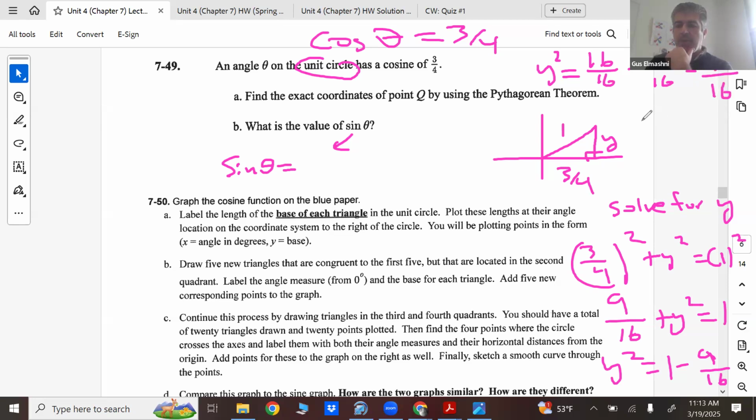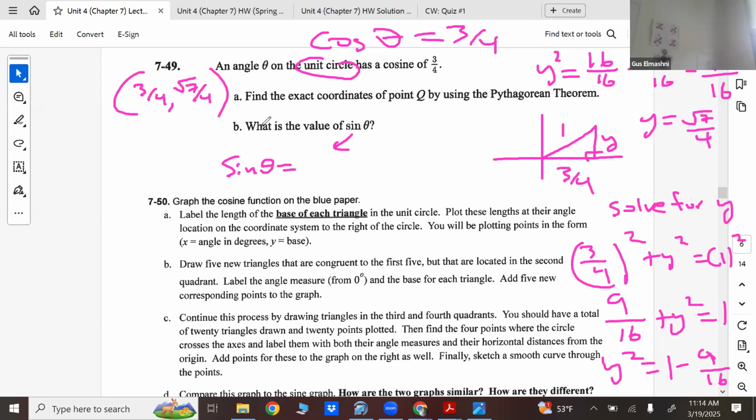Square root. So what's y going to equal now? Square root of 7 over 4. Because you have to do both top and bottom separately. So the exact coordinates are going to be 3/4, comma, √7/4. So that's the y. Cosine theta was 3/4. My bad, the hypotenuse had to be 1. I made the hypotenuse 4. Thank you for catching that.